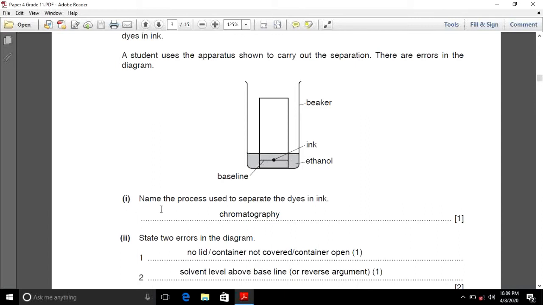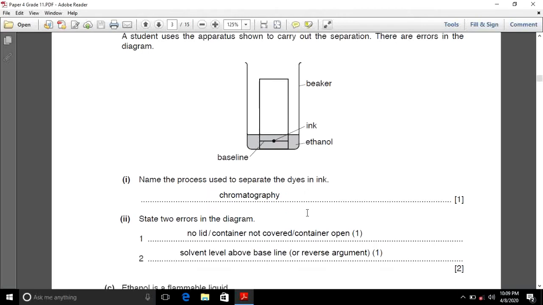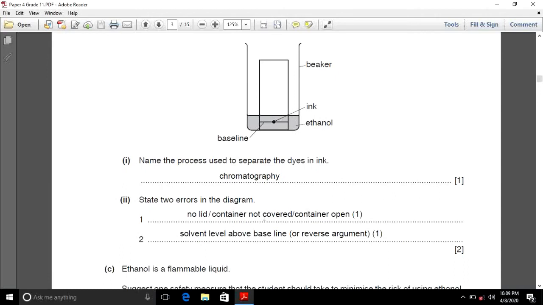First question: name the process used to separate the dyes in ink. This process is known as chromatography. State the two errors in the diagram. The first one is this: there is no lid or cover on the top of the container. As you know, ethanol is a volatile substance. It evaporates at room temperature. During chromatography, all the ethanol will evaporate from the apparatus and no chromatography will be done.